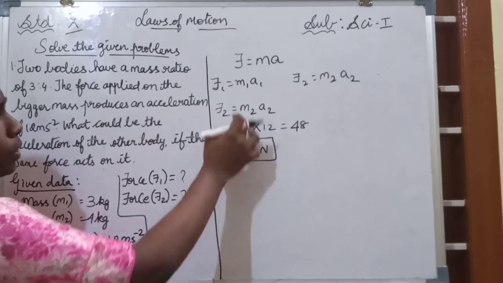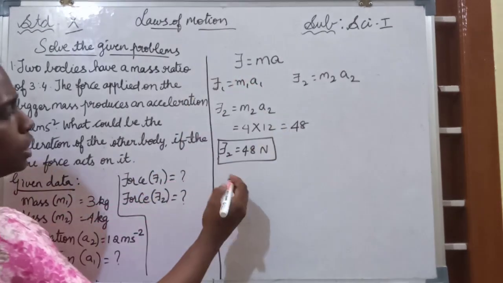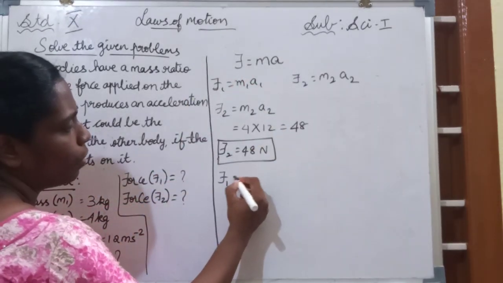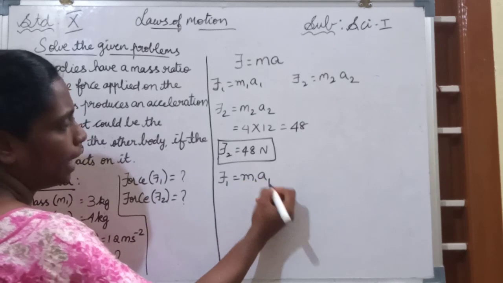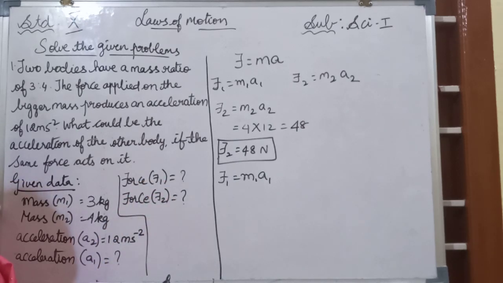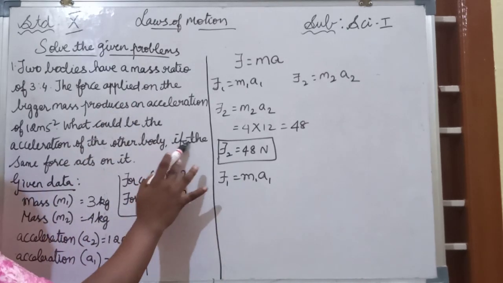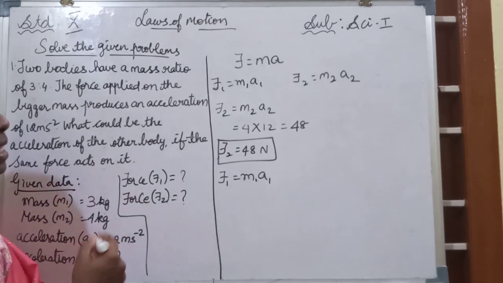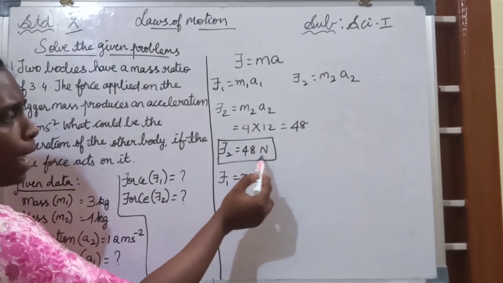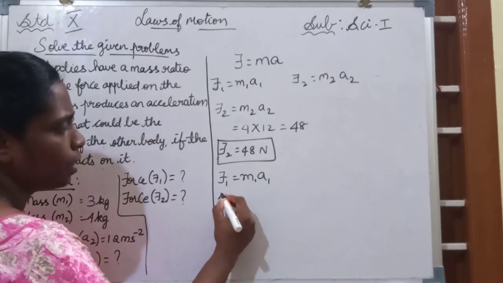Now we are going to find out the acceleration. Actually, the acceleration is given, but no, we have to find A1 only. So we are supposed to use this formula. Now F1 is equal to M1 A1. Do we know the value for F1? No. But in this question they have given: what could be the acceleration of the other body if the same force acts on it? Same force means the value we just found for F2, right? So the same force we are going to substitute here.